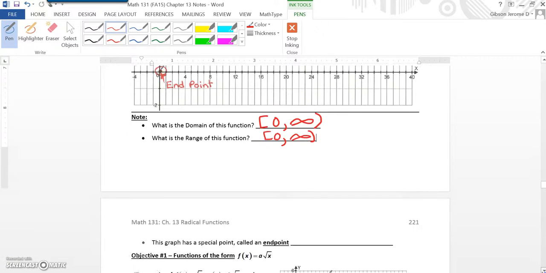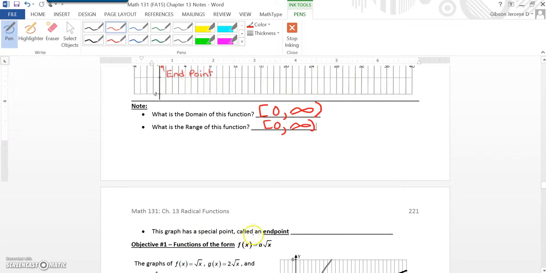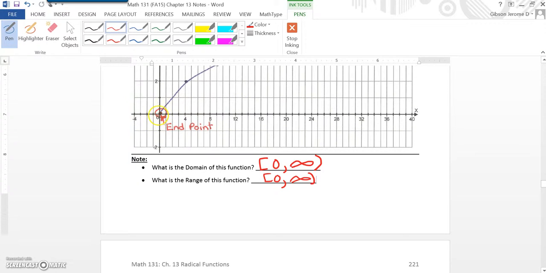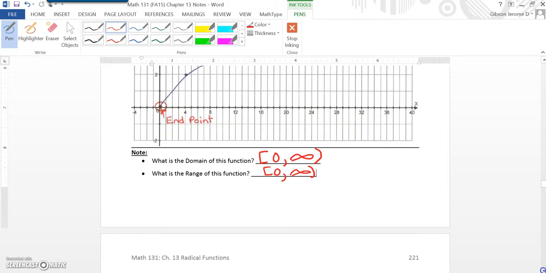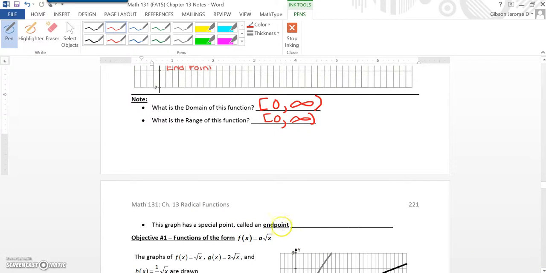Now we come here to the third question that said the graph has a special point called an endpoint. Now the endpoint shown in this graph here is at 0, 0, so we want to indicate that here. So it's called an endpoint in the graph, and that's at 0, 0, or the origin.